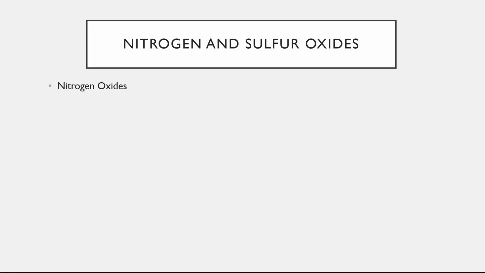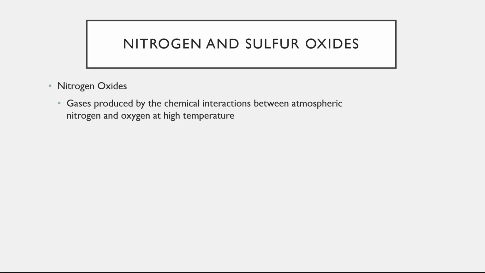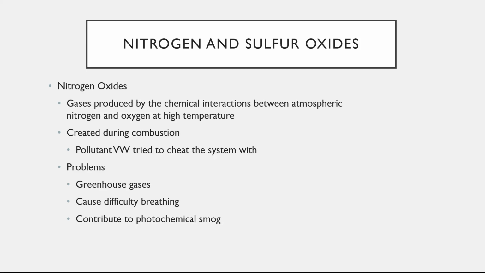So, nitrogen oxides and sulfur oxides. These are gases produced typically during some form of combustion. Our nitrogen oxides are gases produced by chemical interactions between atmospheric nitrogen and oxygen at high temperatures. You should have read about that interaction in class when we talked about the Volkswagen controversy.